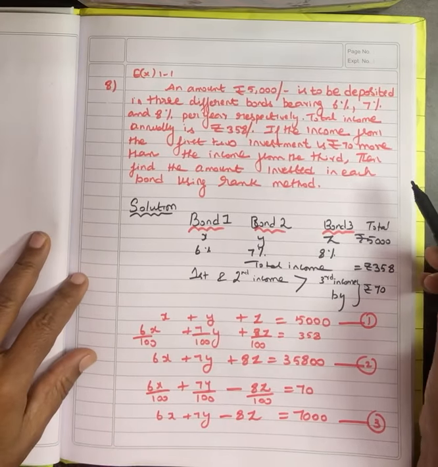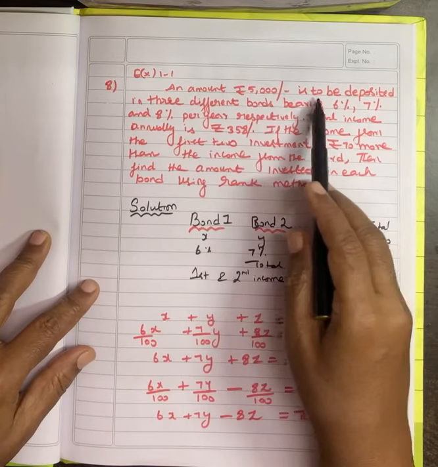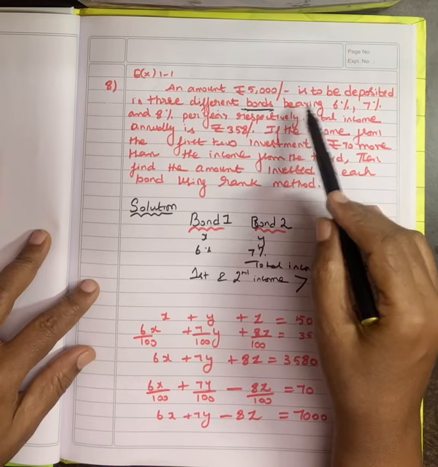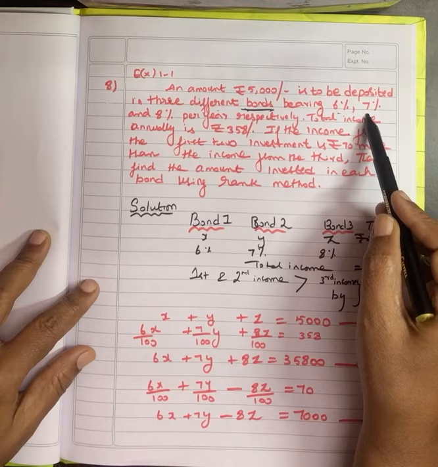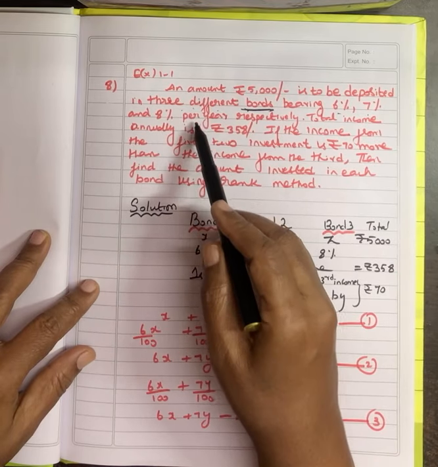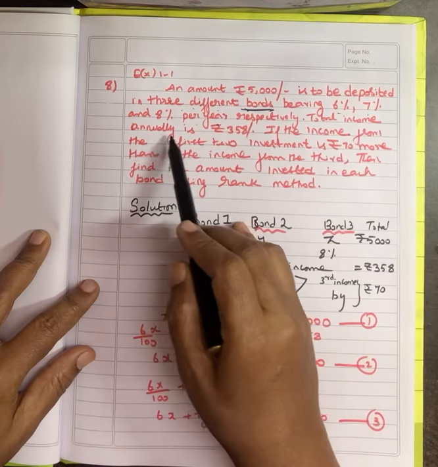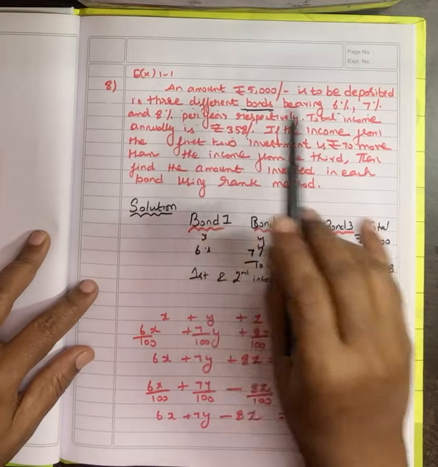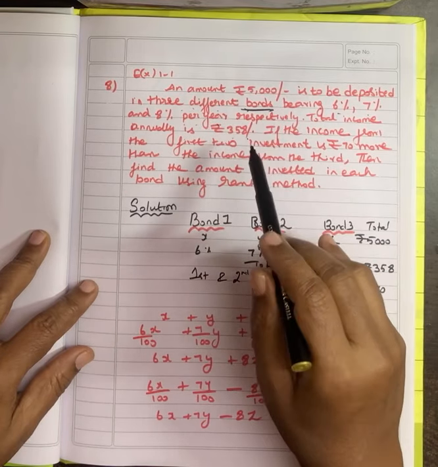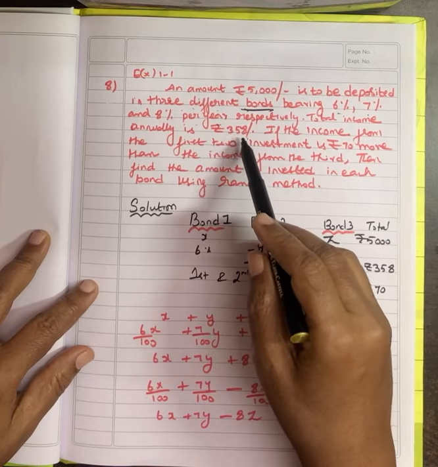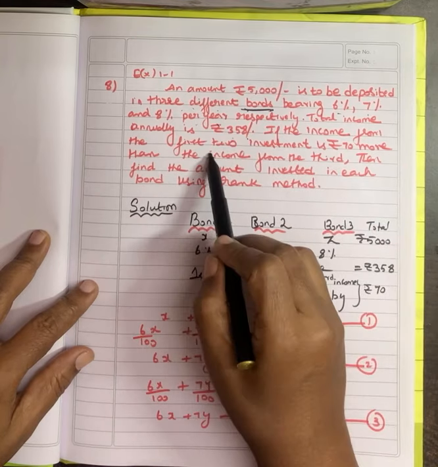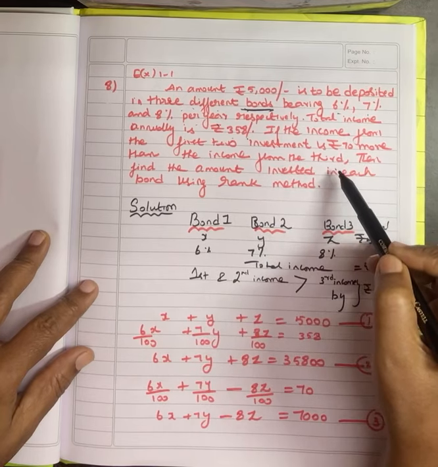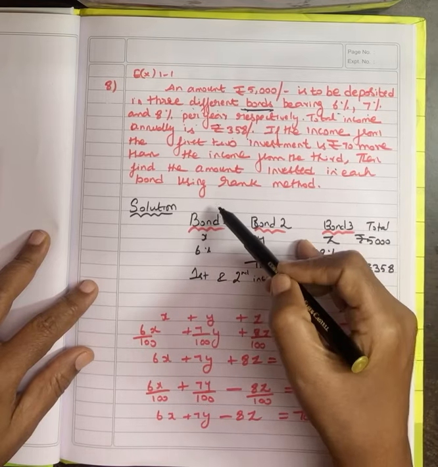Exercise 1.1, 8th sum. An amount rupees 5,000 is to be deposited in 3 different bonds, like banks. They give 6% interest, 7% interest and 8% interest respectively per year. Total annual income is rupees 358. If you add all the incomes from the 3 bonds, you get the income as 358. If the income from the first 2 investments is 70 rupees more than the income from the third, then find the amount invested in each of the bonds using rank method.